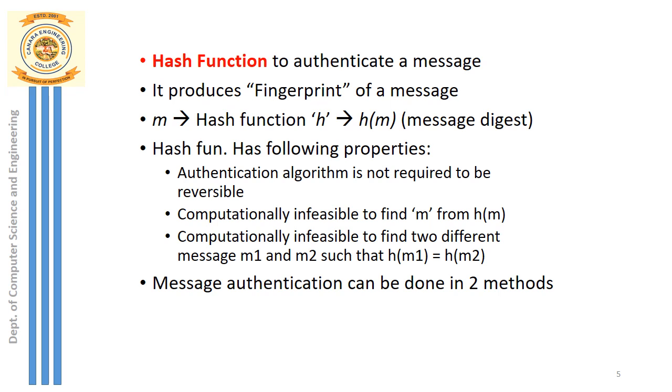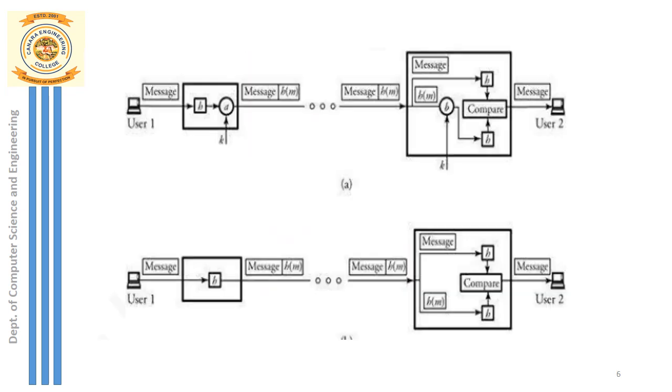We have two methods for message authentication. We'll see what those two methods are. These are the two methods of message authentication which are used for authenticating the message. The difference between these two is that in the first case we use encryption and decryption of the hash value, and in the second case we don't use encryption and decryption.